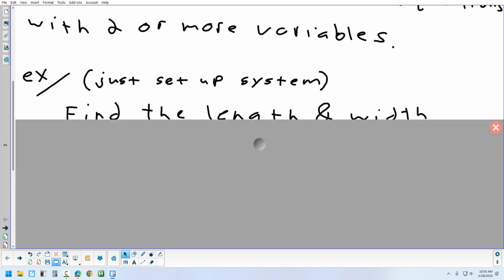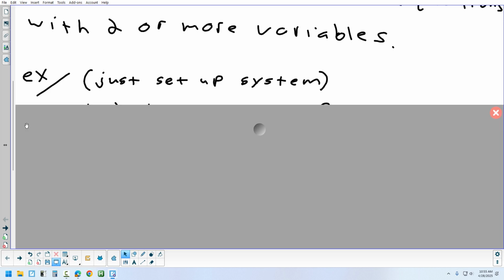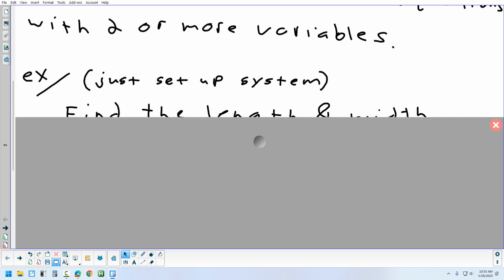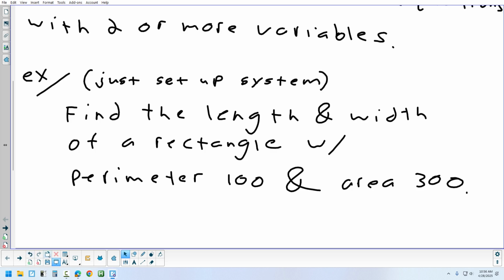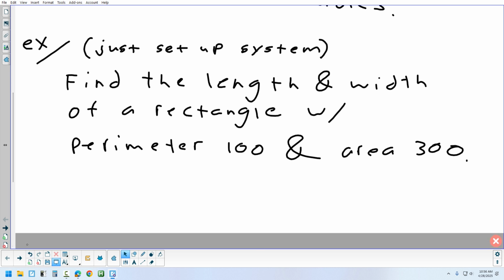All right, so the first one, they just want us to set it up. We're going to solve it in the next problem, but for now, we'll just set it up. They want us to find the length and the width of a rectangle where the perimeter is 100 and the area is 300. So this is a 2 variable problem.